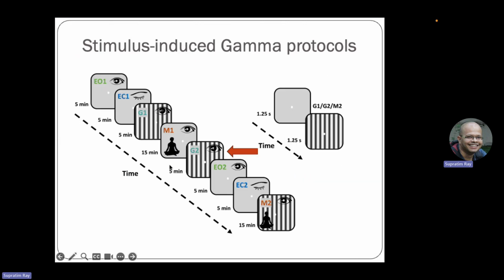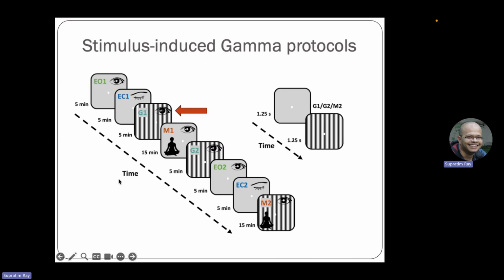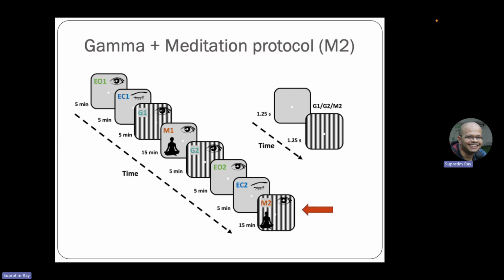Then in the G2 protocol, where they're viewing gratings after meditation, meditators have more gamma than controls. That was our key finding. And this actually happens even before they meditate. So it's a sort of trait change, because of this continuous long duration spanning years where they have meditated, and supposedly it has changed their brain.